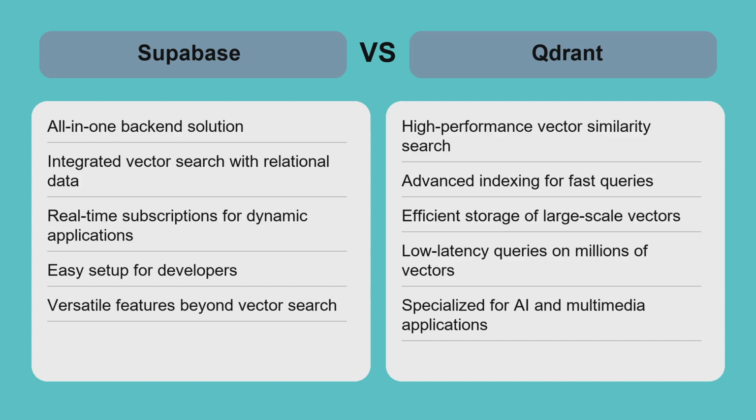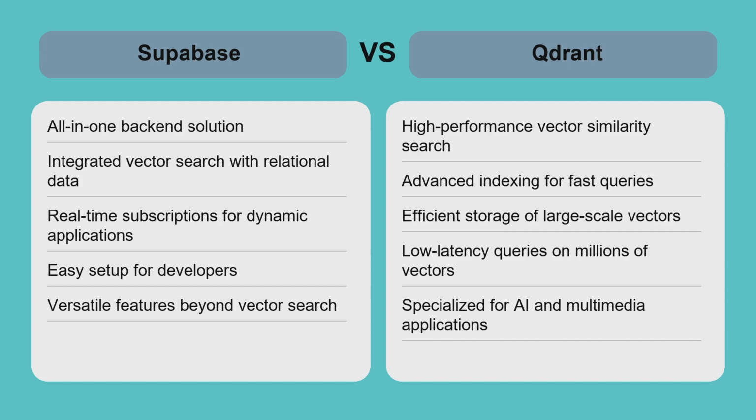Supabase excels when you want an all-in-one backend solution that combines vector search with relational data management, authentication, and real-time updates. For example, a startup building an app with user profiles, file storage, and vector search can benefit from its integrated services. On the other hand, Qdrant outperforms in scenarios requiring ultra-fast, large-scale vector similarity search, such as AI-powered recommendation engines or image search platforms.